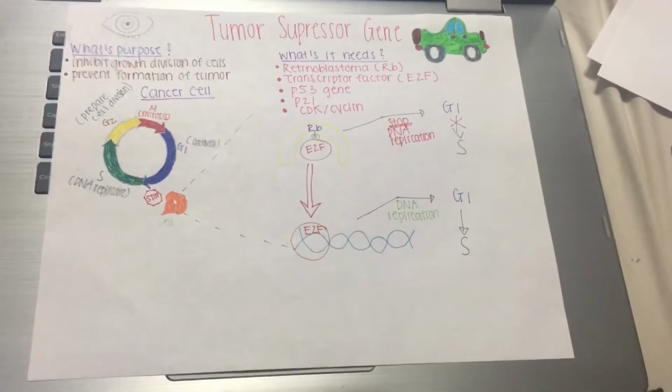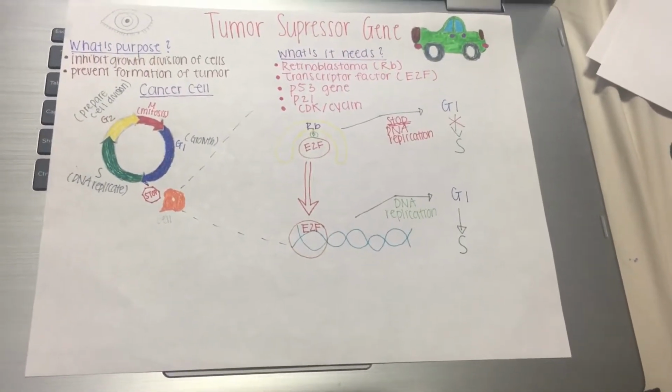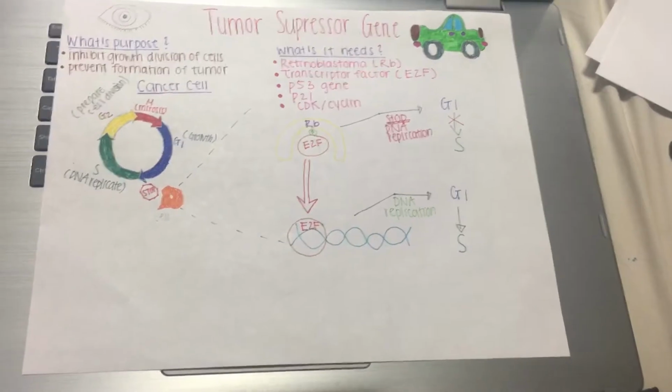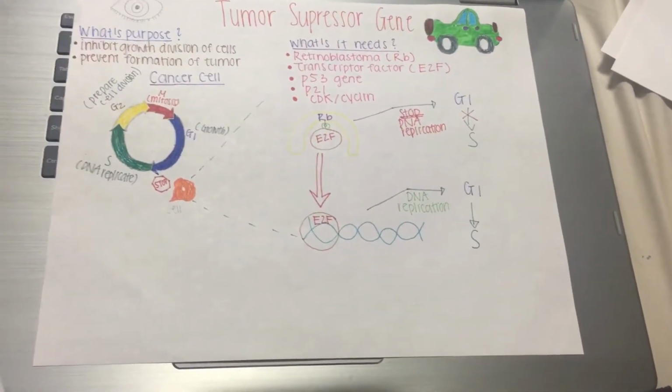A tumor suppressor example is like a car brake that stops the car from moving on. Without the brake, the car cannot stop.